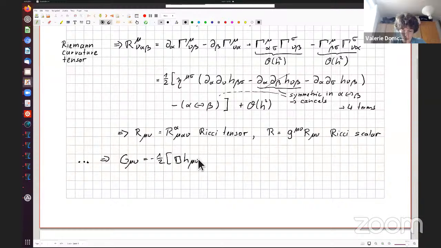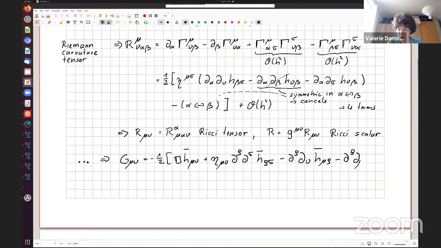box h bar mu nu plus eta mu nu, where the box is just two partial derivatives, del rho del sigma h bar rho sigma, minus del rho del mu h bar mu rho, minus del rho del mu h bar mu rho.